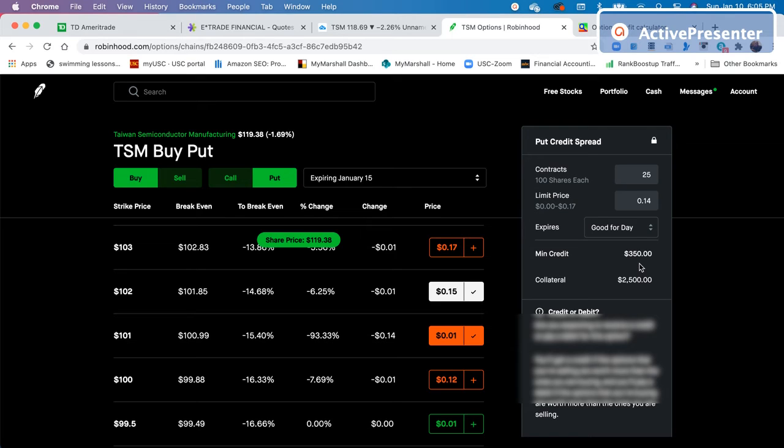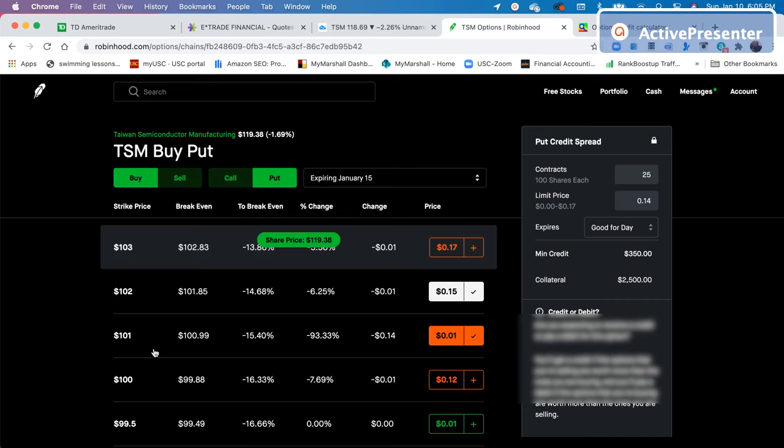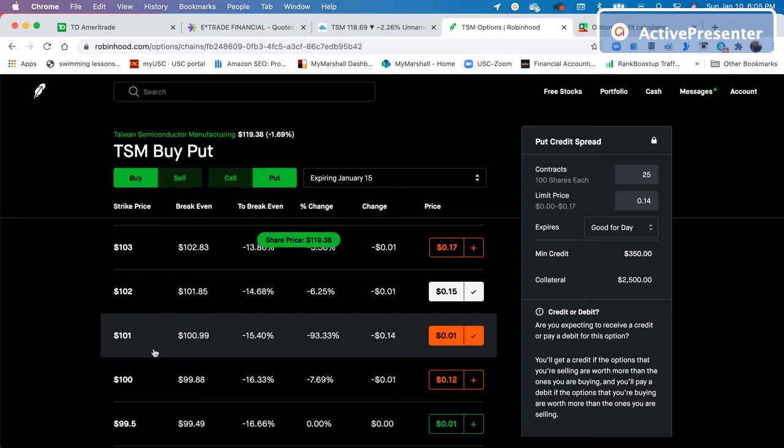Now, if this TSM stock doesn't go below $101 by Friday, I get $350, no questions asked, and I get my collateral back. And if TSM keeps moving up, I get some profit at the same time. So this is a really good income type strategy, like an extra income type strategy.